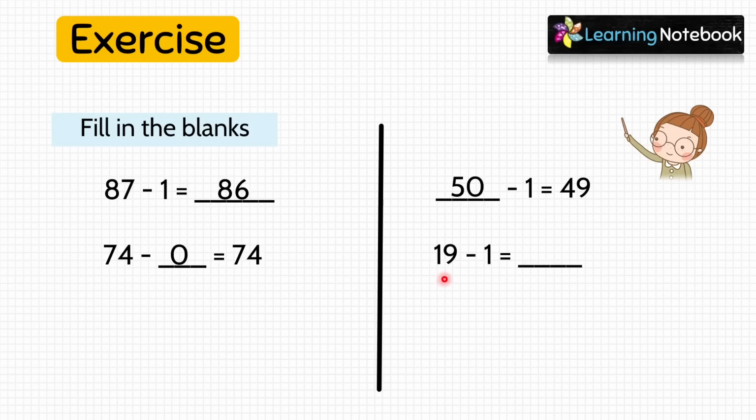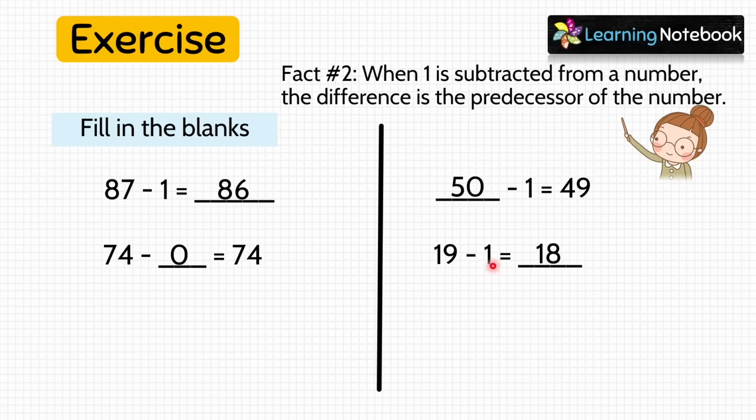Next, 19 minus 1 equals to dash. So what is the answer? 18. Using subtraction fact number 2.